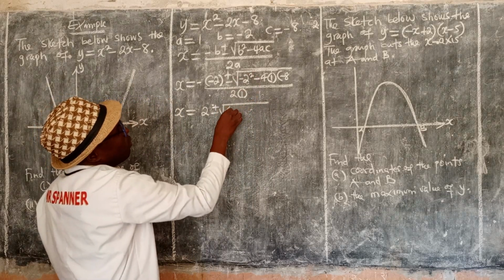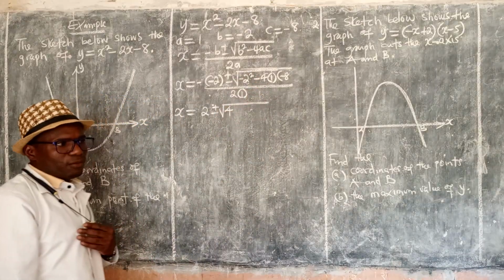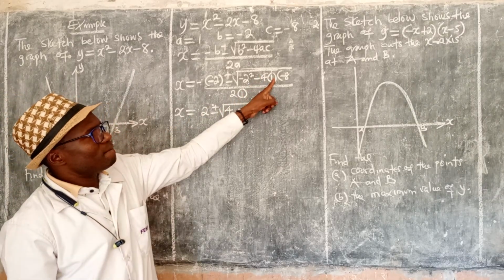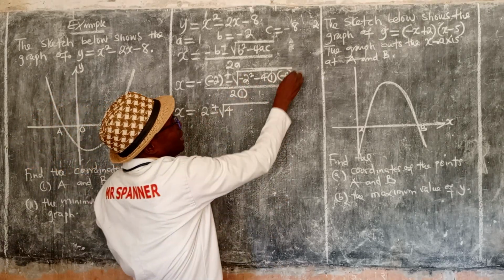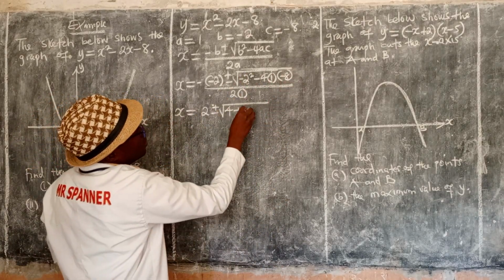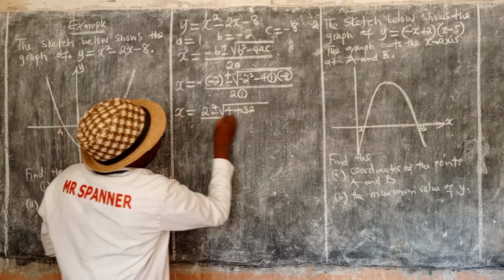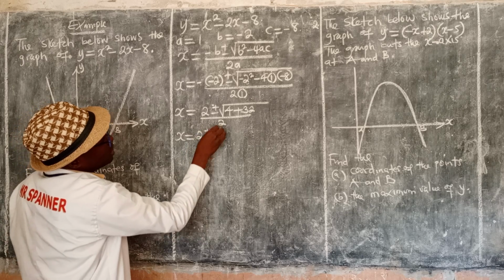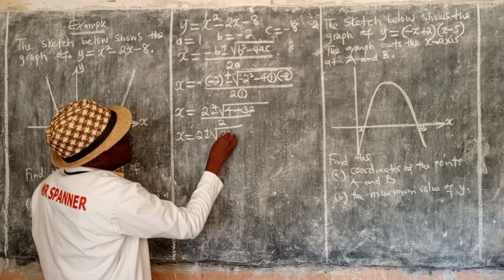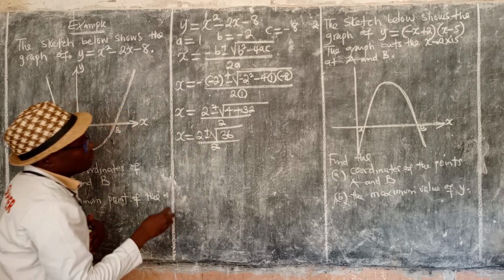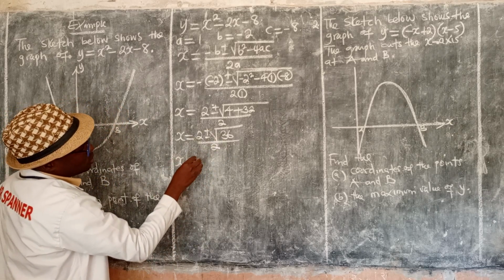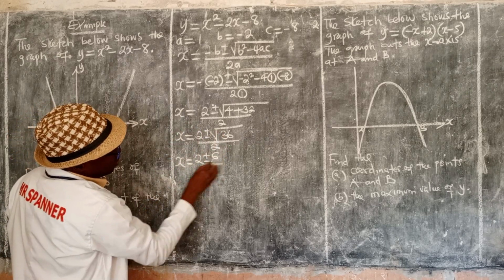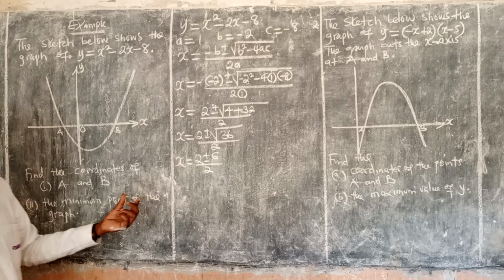Which is x is equal to 2, positive or negative, square root of negative 2 squared, which is what? 4. Not negative 4, positive 4. Then negative 4 times 1 times negative 8, which is 32, over 2. Which is x is equal to 2, positive or negative, square root of 36 over 2. What is the square root of 36? 6, over 2.